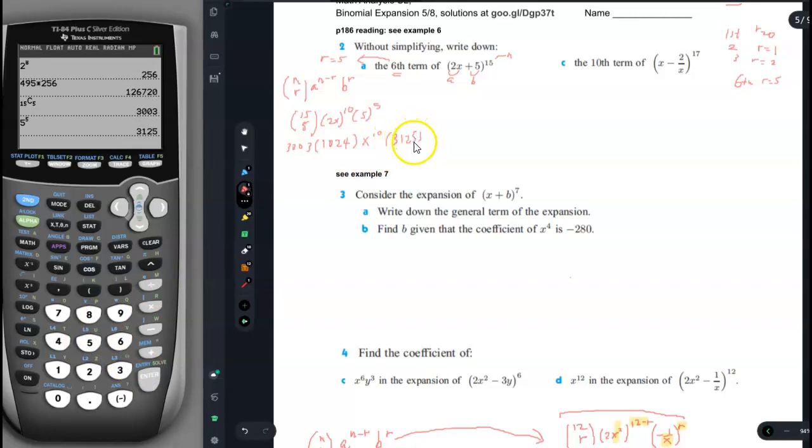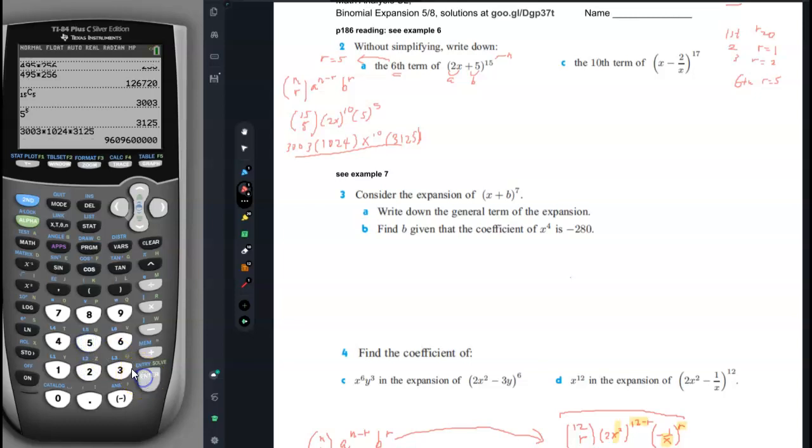Oops, 3125. Oh, actually what they mean by without simplifying is they don't want us to do all of this, but we did it. Okay, simplifying further, I would multiply 3003, 1024, and 3125 together. Since I already did all this work anyway, let's go ahead and go all the way, shall we? But they said without simplifying, so I don't need to go this far. I could just leave the components without multiplying them out. We'll do that next time. Save a little bit of work.